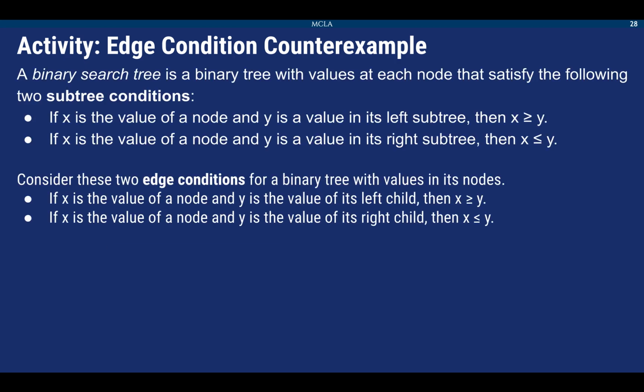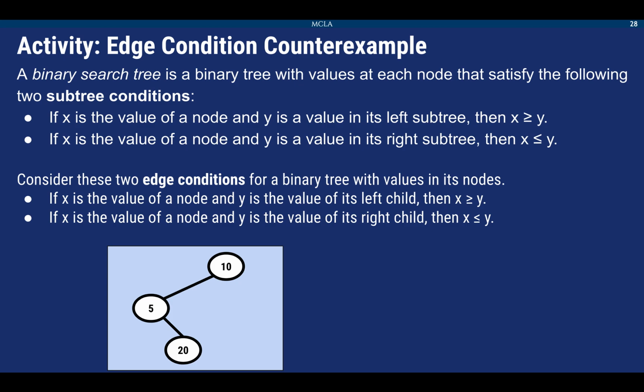Okay. So here is one example where the edge conditions are met, but the subtree conditions defining a binary search tree are not met. Here we've got 10, and then 5 is less than 10, so it goes to the left. So this is met. x equals 10 is the node, and y is the value of its left child, and x is greater than or equal to y. Great. Now, the edge condition here is still met. x equals 5 is the value of the node, and y is the value of its right child, so y is greater than or equal to x. So we see that the edge conditions are both met for this binary tree.